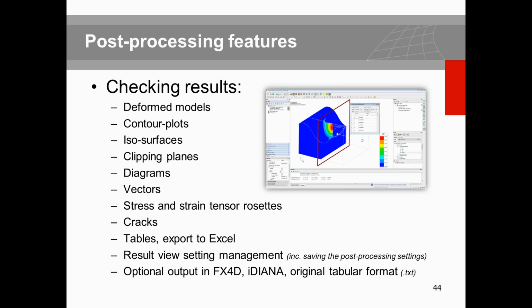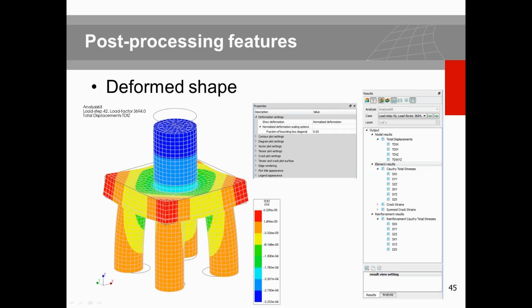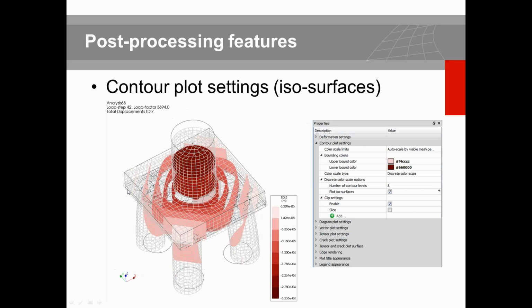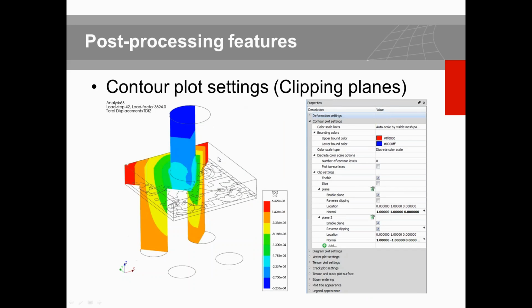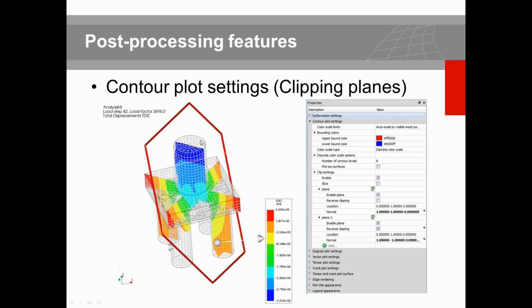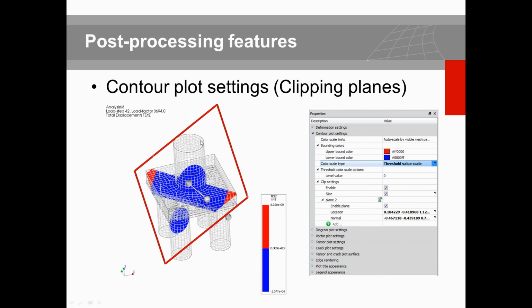For checking the results, we have different tools available for interpreting them. I will quickly go through them. We have a deformed shape and a contour plot in a band format. We have an isosurface plot. We have a clipping plane. We have a clipping plot based on the solid view, at different angles and different positions.